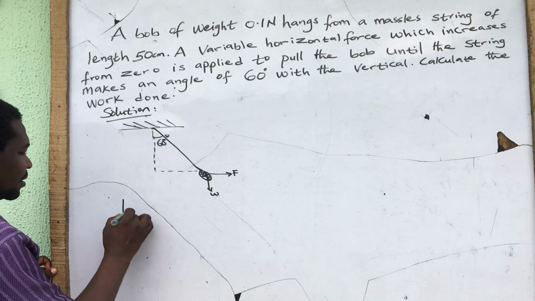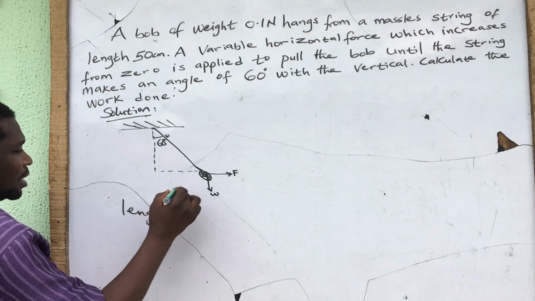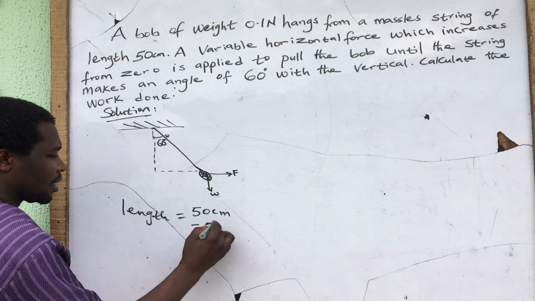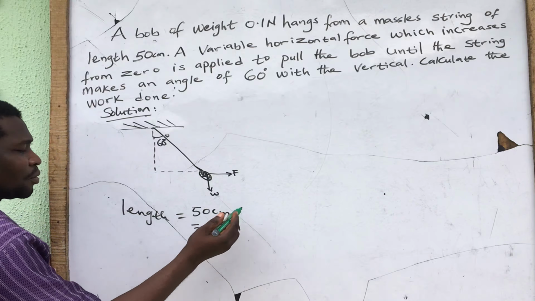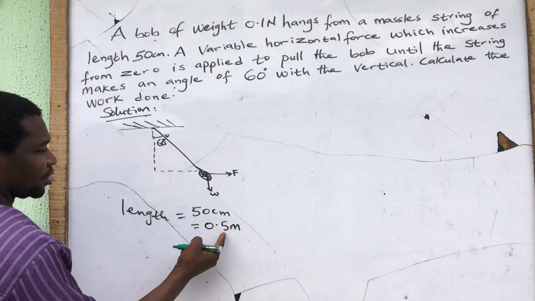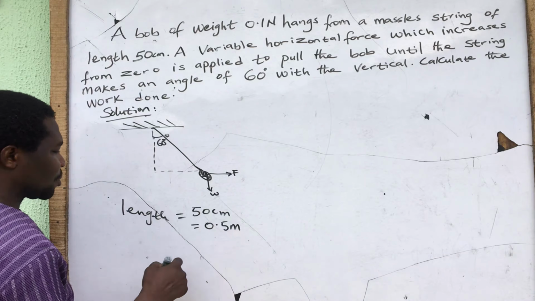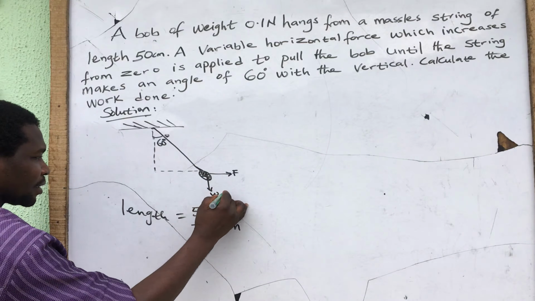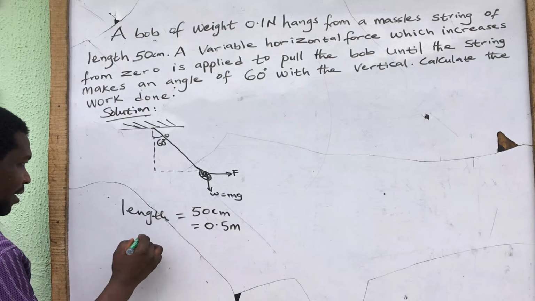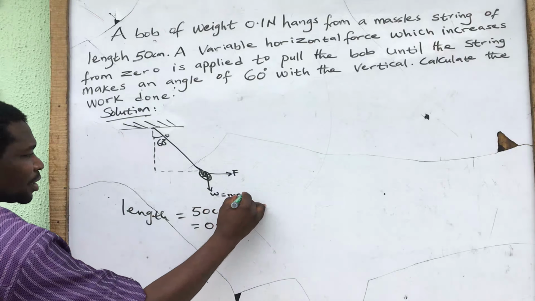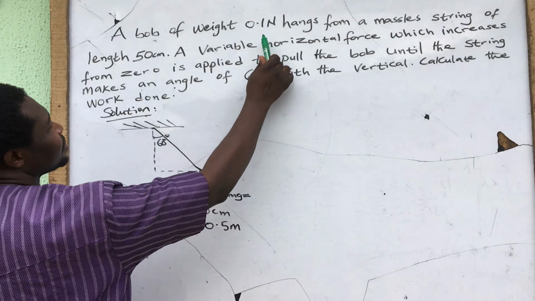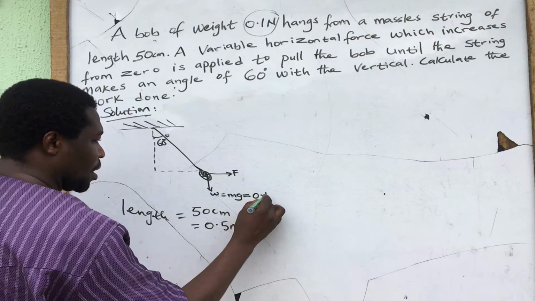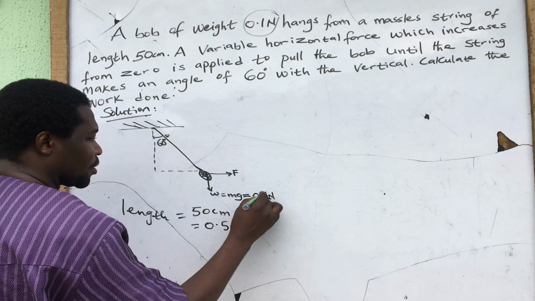50 centimeters, which is the same thing as 0.5 meter. 100 centimeters make 1 meter, so we convert it to the SI unit, that is meter. So this weight is the same thing as this. Our weight is 0.1 Newton. This is the weight of this bulb.